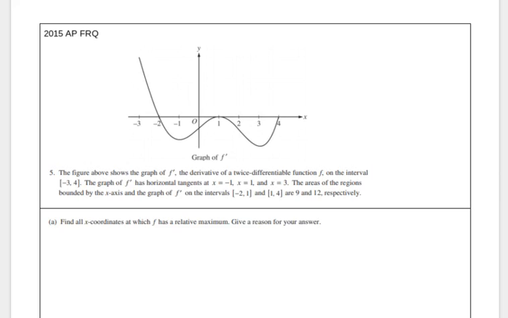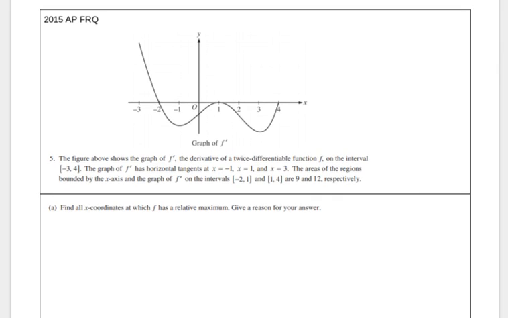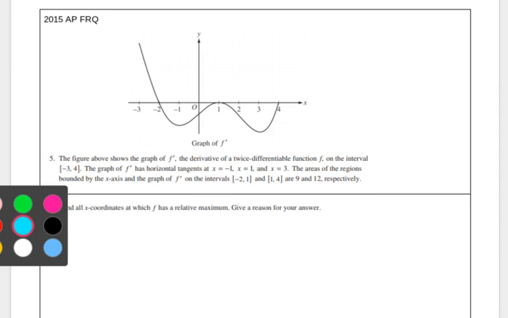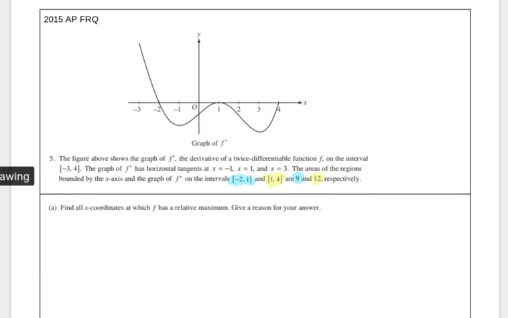Hey everybody, this is the 2015 FRQ number 5. In this question, we are given the graph of f prime, a bunch of other stuff here that you can go ahead and read. They do give us some areas though, which are going to be important later on. So I just want to highlight those really quick. The first thing that they tell us is that the area between -2 and 1 is 9 and the area between 1 and 4 is 12. So those are going to be important later. So if we highlight those now just so that we don't forget that they're there, that'd be good.